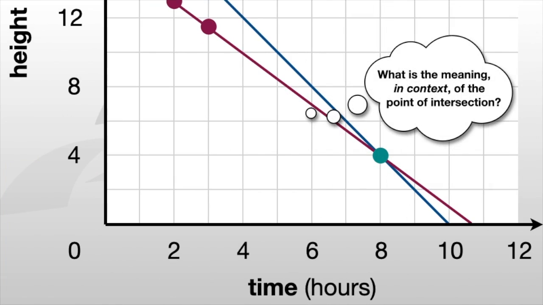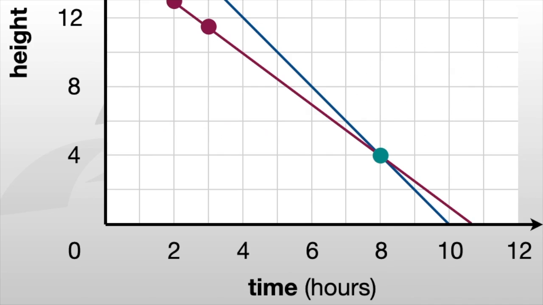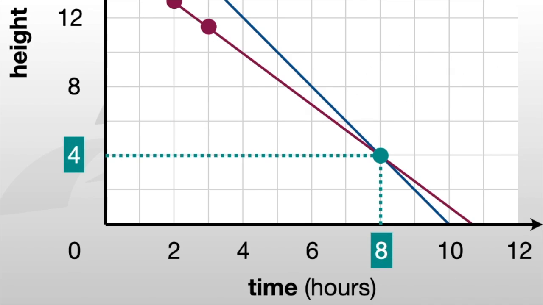What is the meaning, in context, of the point of intersection? Interpret this result in terms of the candle scenario. The two lines intersect when time equals 8 hours and height equals 4 centimeters. This means that both candles reach the same height, 4 centimeters, after 8 hours.